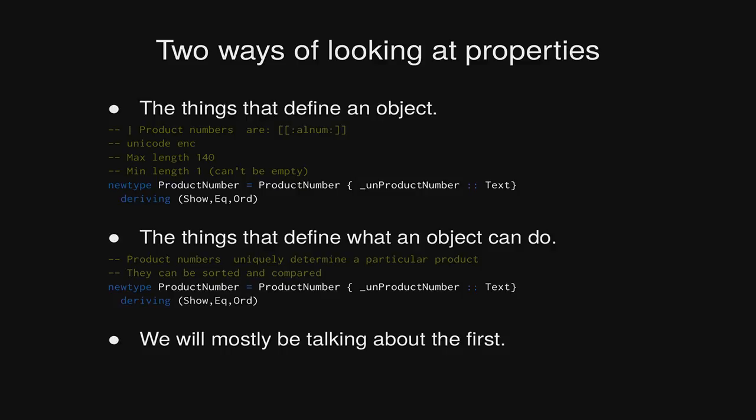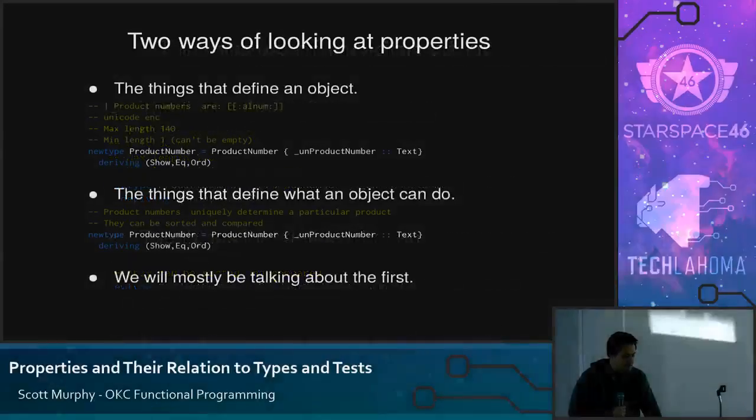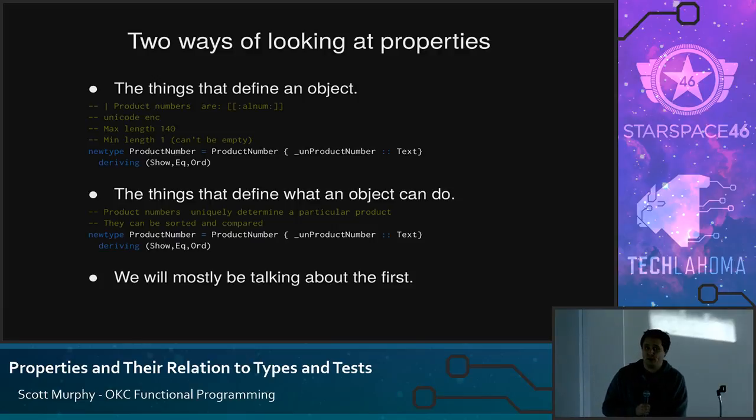Then the other way of looking at things is, what can you do with that object, or how can that object be transformed? An example there would be a product number. In the example that I have here, a product number can be used to look up a product. So that's a property that product number has, talking about how you can use it. Mostly I'm going to talk about the first, because that's really where types come in. But then we'll see talking about the second as well, and that's where things like QuickCheck and other programs come in.